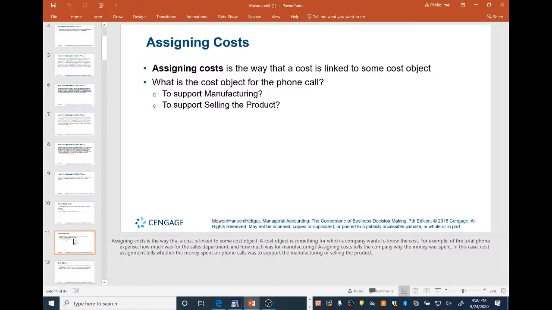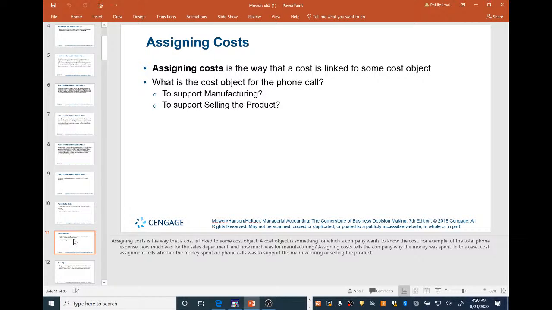So what about assigning costs? Once again, assigning cost is just assigning it to an object, just like a cost object. So now we figured out what the cost object is. Now we need to assign that cost. So what is the cost object for the phone call? Let's say that in this instance, it's to support manufacturing.